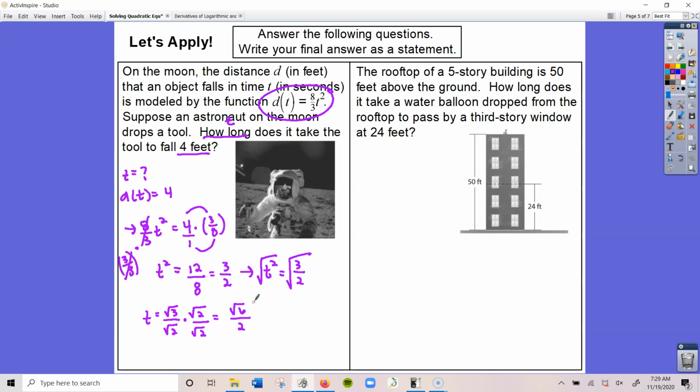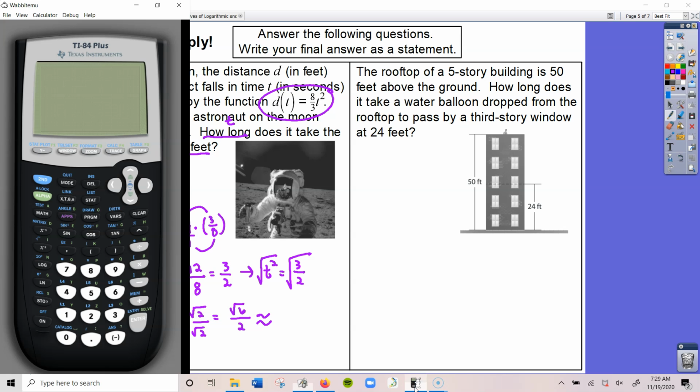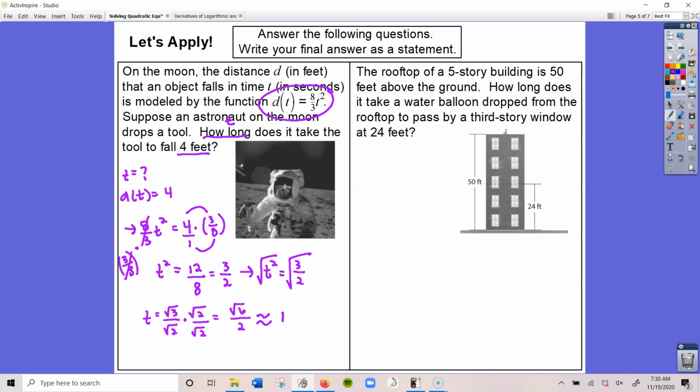But nobody talks like that, right? Nobody says, oh, it took square root of 6 over 2 seconds. So for these kinds of problems, we're actually going to put this in the calculator and evaluate for that decimal. So this is how you would do it. We would put here the square root of 6, and then we're going to divide by 2. And we get 1.2247, etc. We're just going to round to the nearest tenth. So it takes approximately 1.2 seconds for the tool to fall 4 feet.